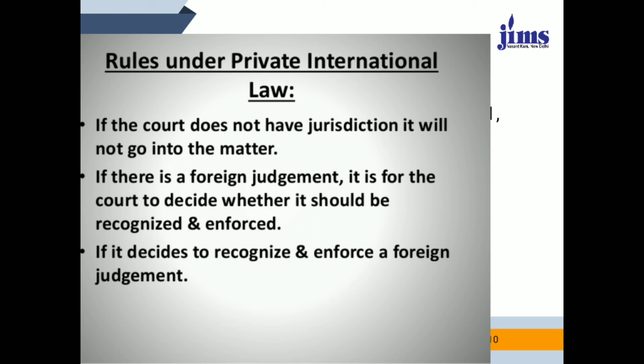So first of all, they will look for the jurisdiction, which court has the proper jurisdiction. Then they will move on to whether it should be enforced or recognized. Now if it decides to recognize and enforce a foreign judgment, then they will have the right to proceed with the case.